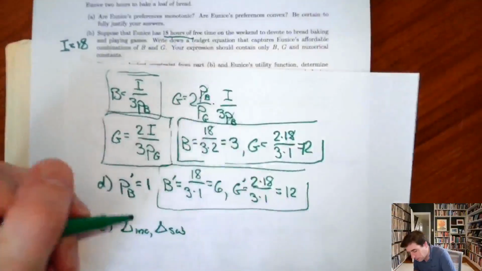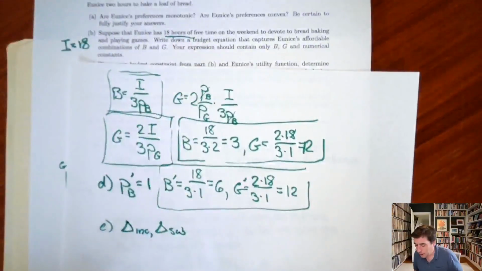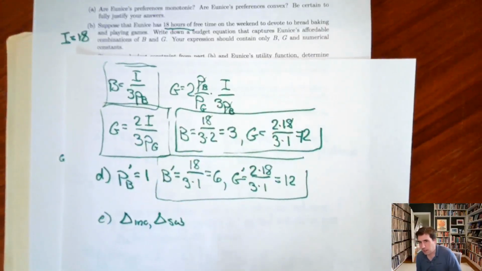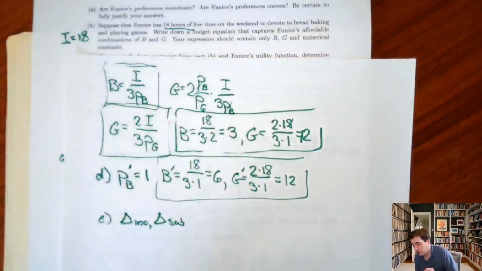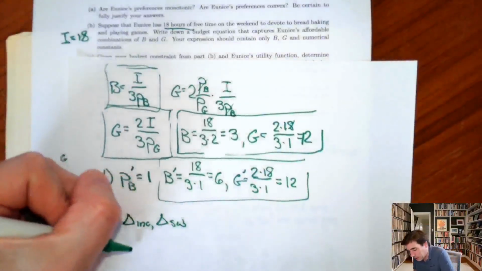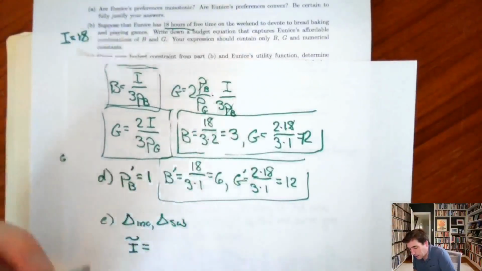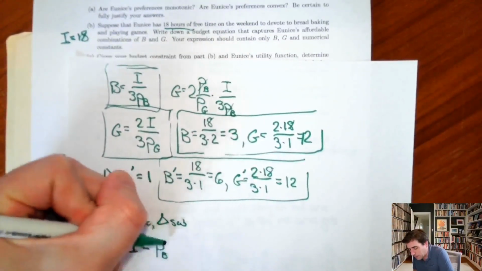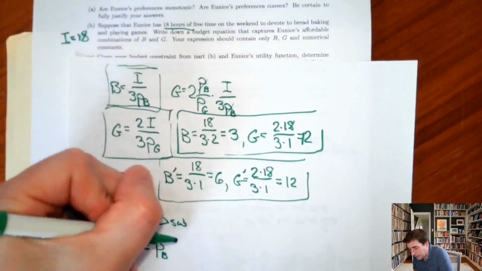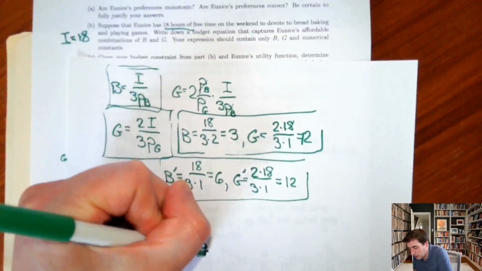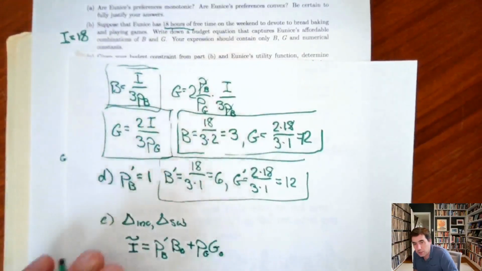To do that, we need to find this intermediate bundle. That's the bundle that's using the new price of bread of 1, but we're going to adjust the income so you can just afford that old bundle, which was 3 loaves of bread and 12 hours of games. So we need to figure out what level of income, call it I tilde, uses the new price of bread, PB prime, but gives that original amount of bread, B0, and that original amount of games, G0.